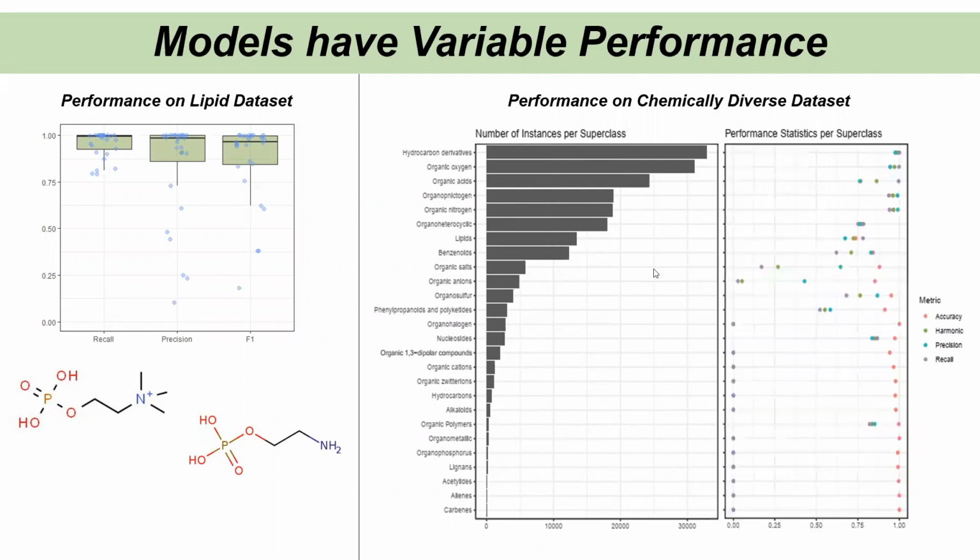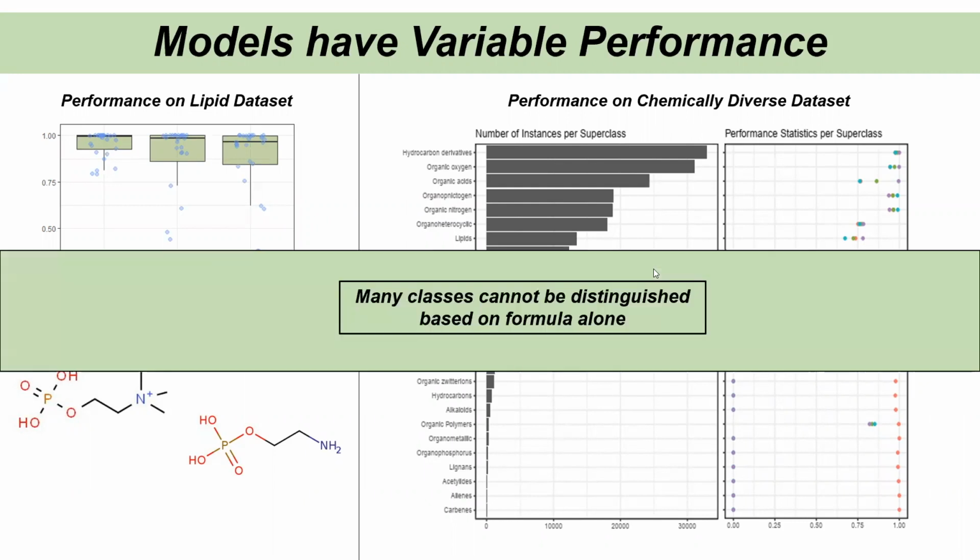What I'm showing you now is the performance of our model on these different classes. Again, what we wanted to see was all four of these metrics, all four of these colored dots, centered around one. We do see that for the large, not very informative classes, but for the smaller classes, unfortunately, the performance is not really good. And we concluded from this that many classes cannot be distinguished from each other based on a formula alone.